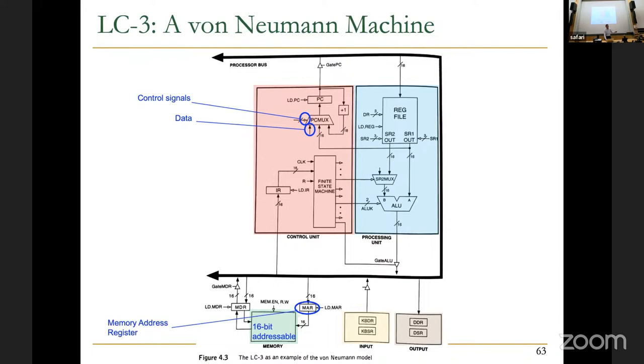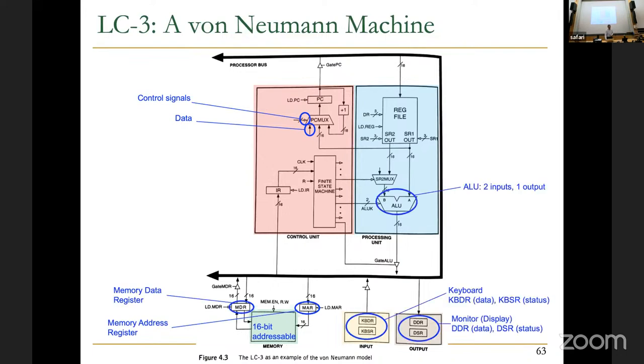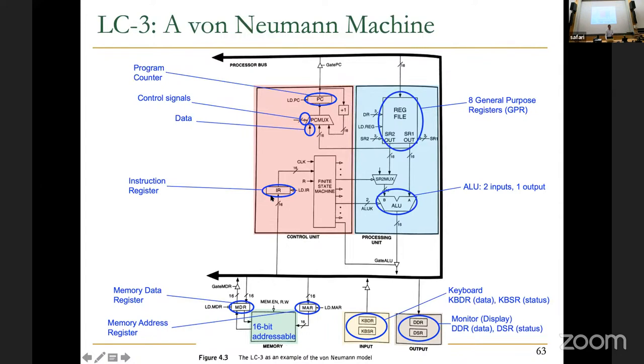Okay, so there's a memory address register, memory data register. There's a keyboard. There's a monitor. There's an ALU. As you can see, this is a very simple machine, only one ALU. There's a register file. There are 8 general purpose registers. There's an instruction register in the control unit, as we have discussed, and there's a program counter. So we're going to make use of all of these. And there is a finite state machine for generating the control signals.